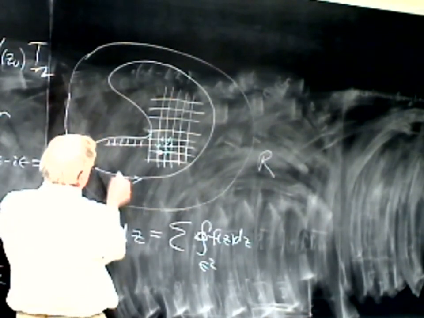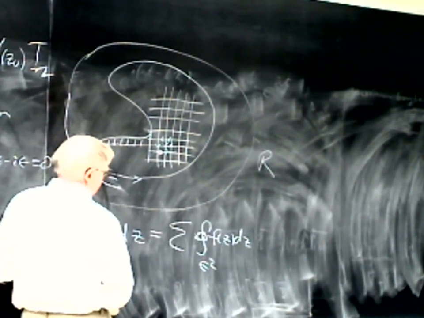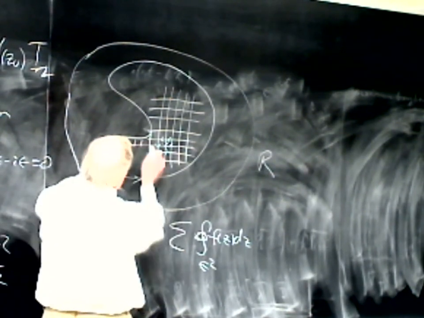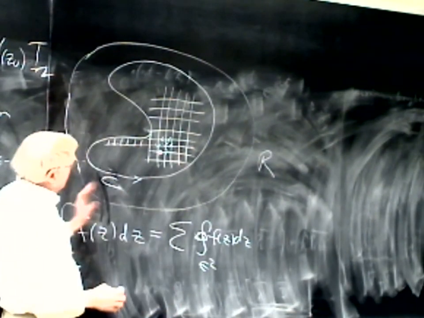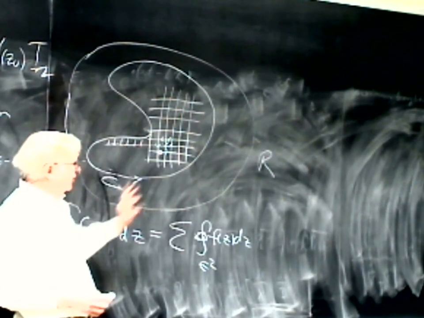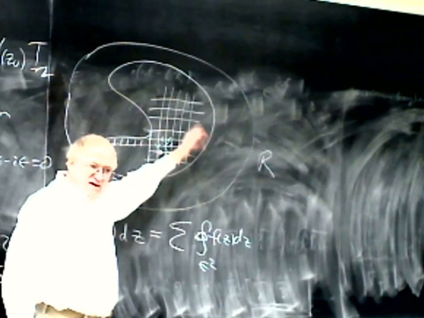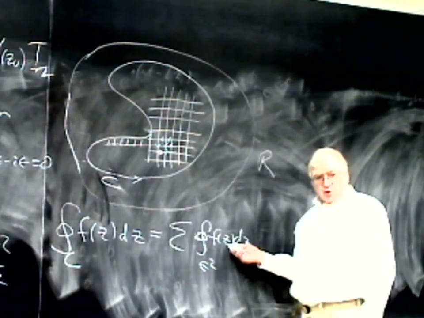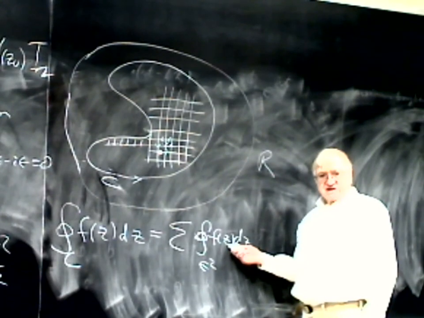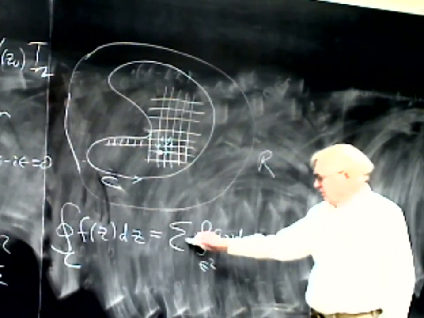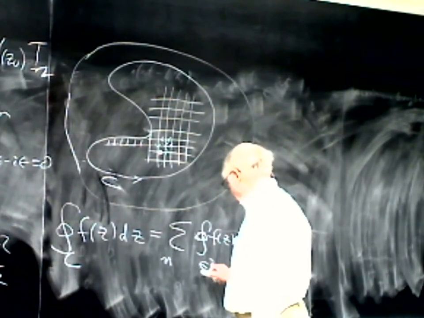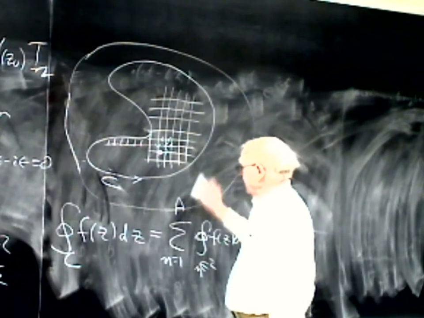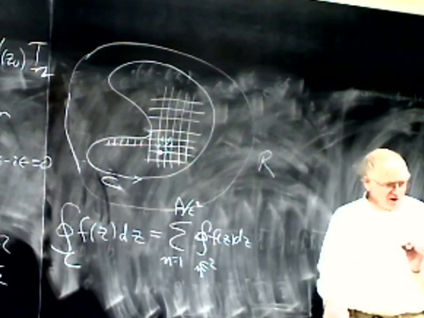So the integral around the contour C, this is the contour C, is the same thing as the sum of all of the integrals around all of the squares, because all of the interior segments cancel, and the only thing you have left is the integral around the periphery. On the other hand, these we know are all zero to order epsilon squared. How many of them are there? Well, the number of these is, sum over n equals 1 to the area of this thing divided by epsilon squared. That's how many little squares there are in there.